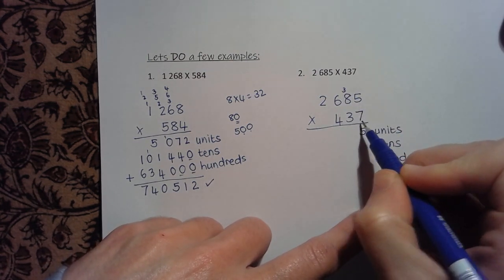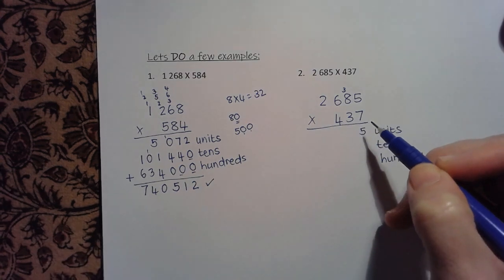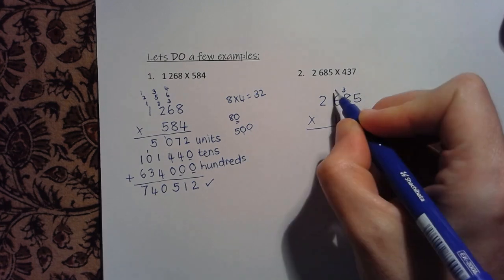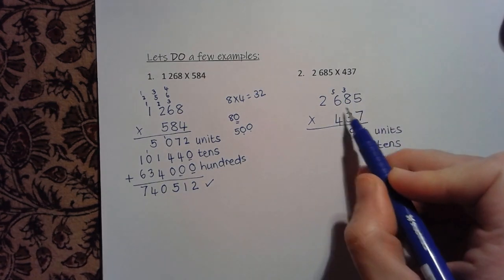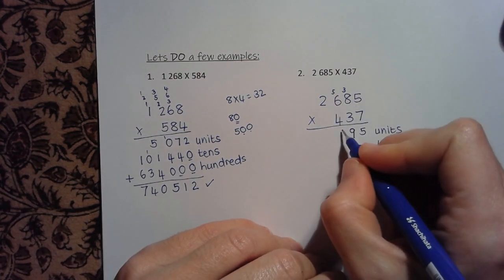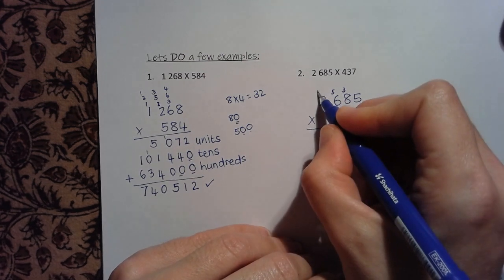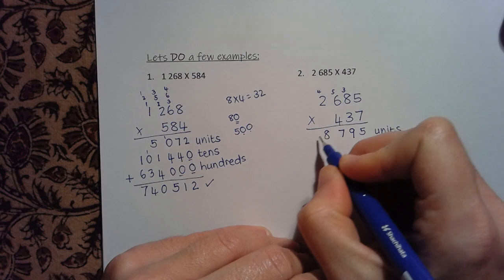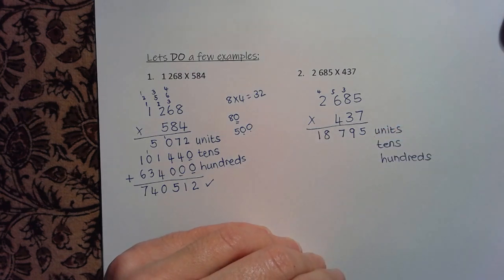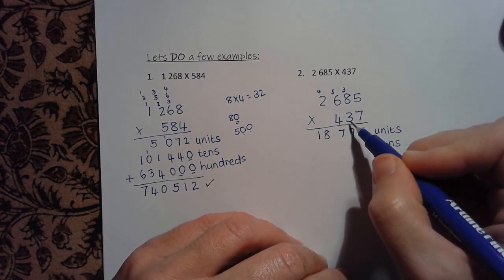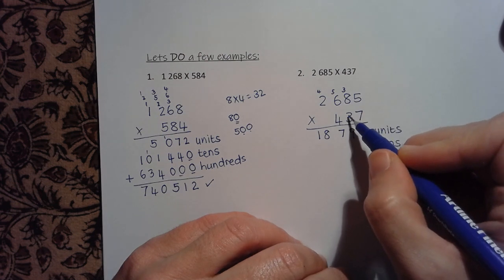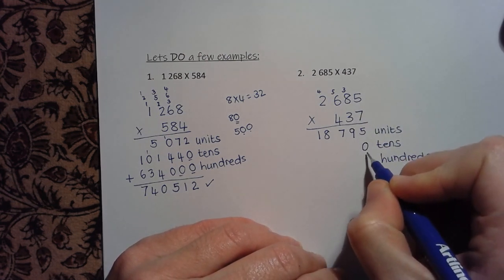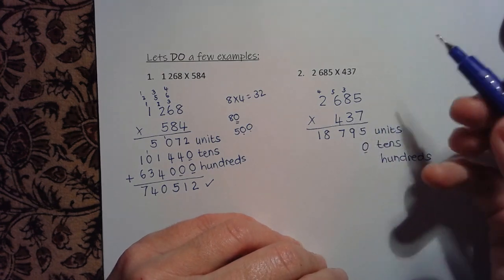8 times 7 equals 56, plus 3 is 59. 6 times 7 is 42, plus 5 is 47. And 2 times 7 is 14, plus the 4 is 18. Okay, and now I go to the next value, and that is the 3, which is actually 30. So I'm going to write the 0 of the 30 here and then continue with the 3.